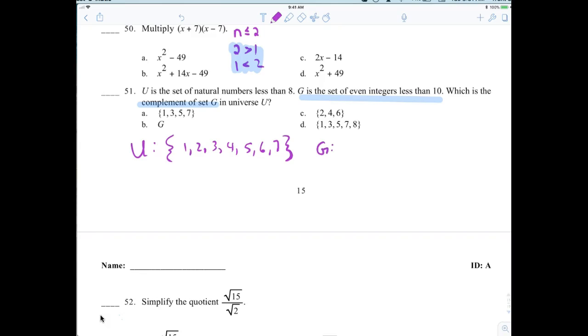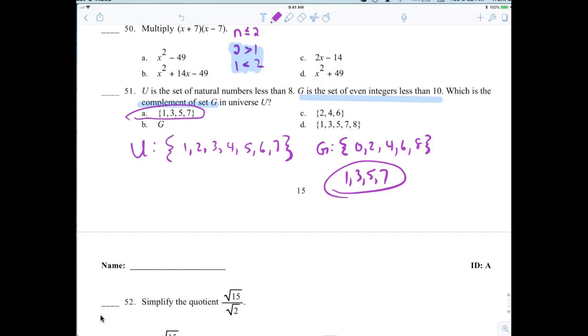G contains the even integers less than 10: 0, 2, 4, 6, and 8. So what are the numbers that are not in G? 1, 3, 5, and 7. So the complement is what's not. And that's something I would write down, and as you're getting ready to take your test, you would look up that word. I'm not expecting you to know that.